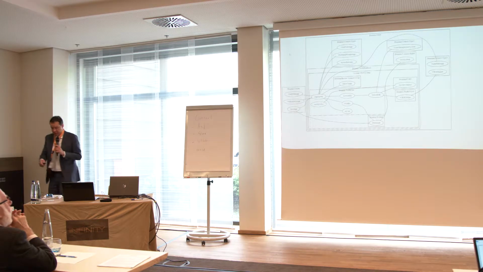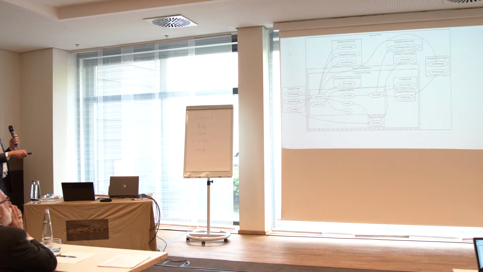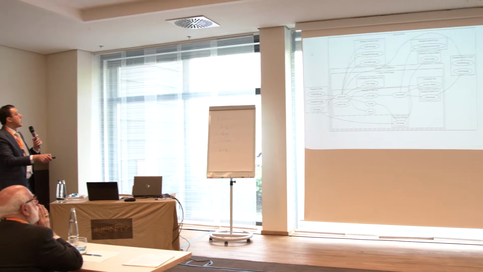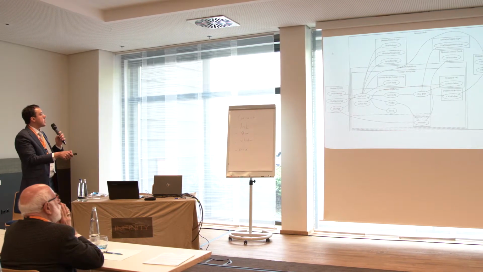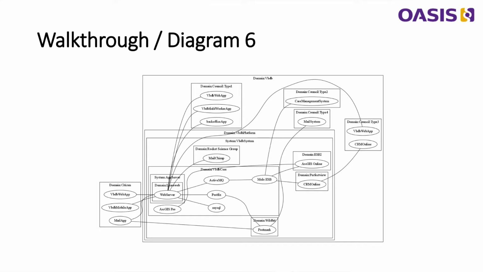Then we make a further zoom. We zoom in at the internal domain, and we see that there are further domains in this system. We have the core application engine. It's got an app server, an ActiveMQ manager, an enterprise service bus, a mail server. But this mail server is their own mail server that is blocked by all the large email providers. So they use Postmark from another company, WildBit. And this one sends the mails to, for example, the citizen or the Type 4 council.